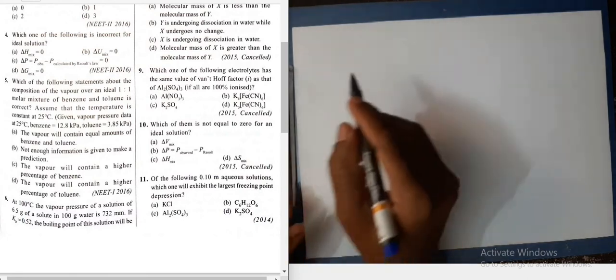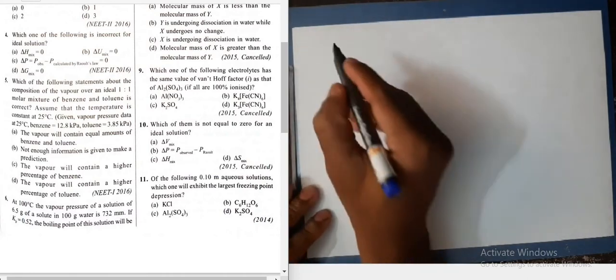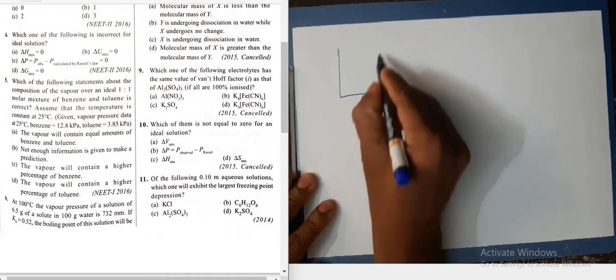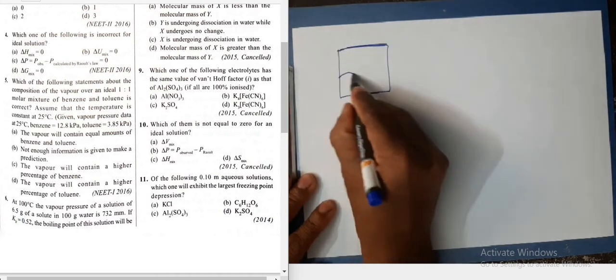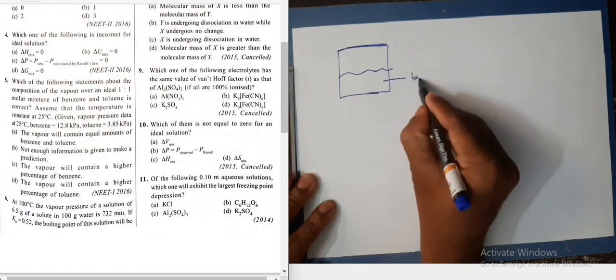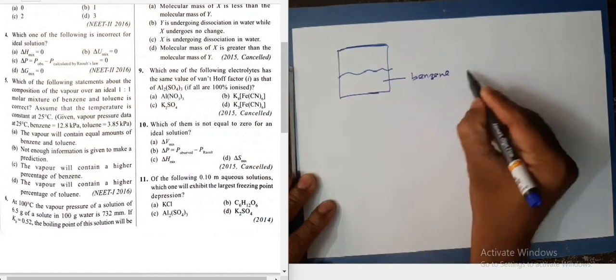This is also an easy problem here. See, a 1:1 mixture is given. That means the solution, I'll take a closed container. You have a solution. That solution contains benzene and toluene.